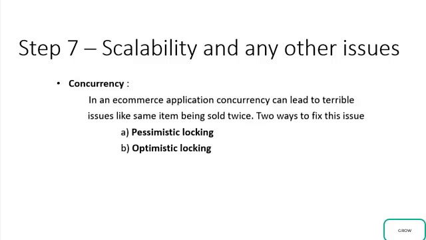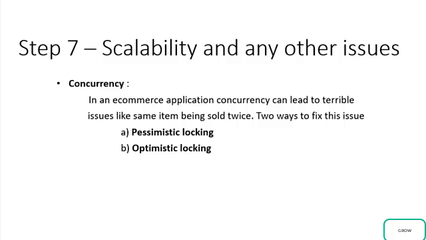Finally, concurrency. Suppose there is just one book left in a store and say 2 users are placing an order on that. If we do not have proper locks in the database for this transaction, then there is a possibility both users might buy the same book at the same time. However, in your inventory you just have one book. To fix this problem, there are two approaches. One is pessimistic locking and the other one is optimistic locking.